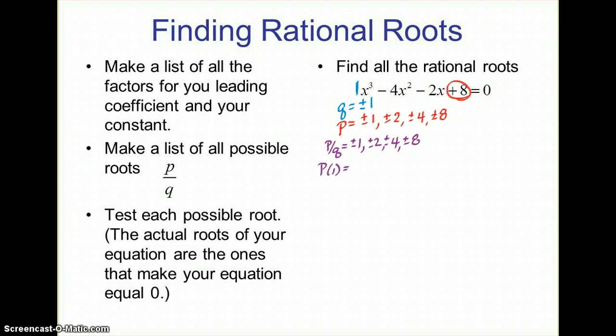Okay, well, I'm going to speed up this process a little bit. So p of 1 would be 3. If I substitute in a negative 1, that would be 5. If I do 2, I get negative 4. If I put in a negative 2 and calculate, I get negative 12.